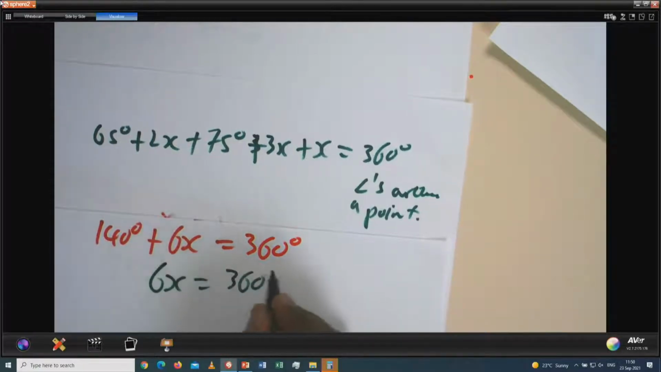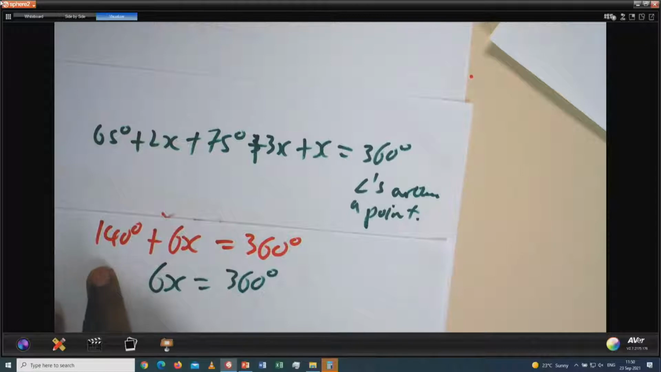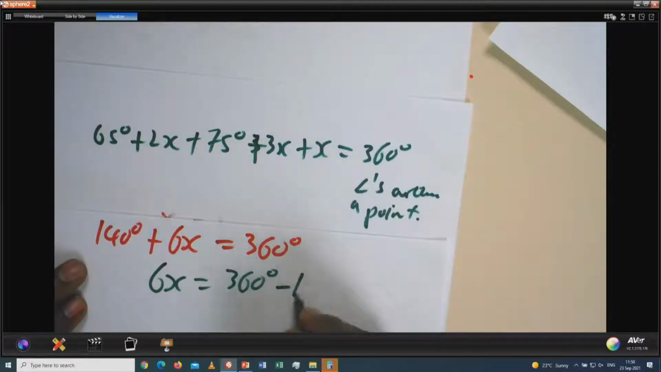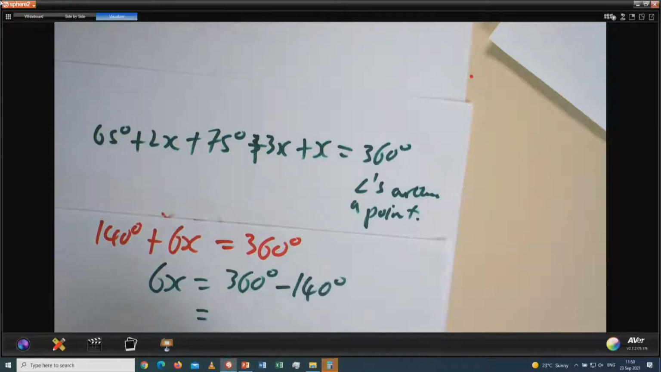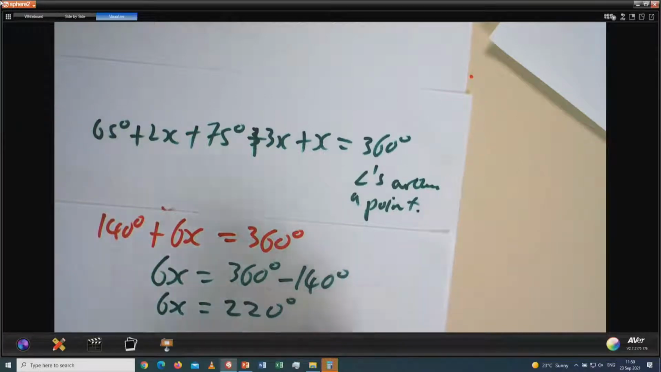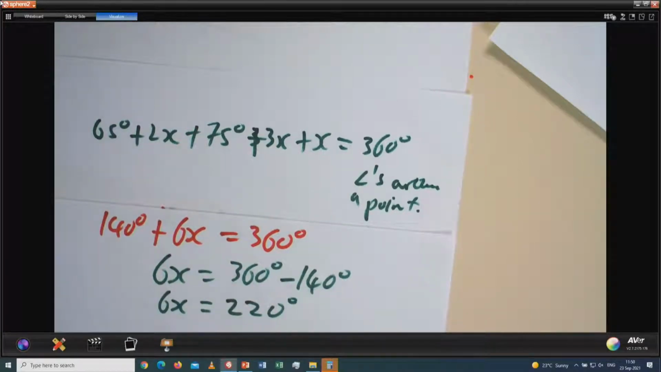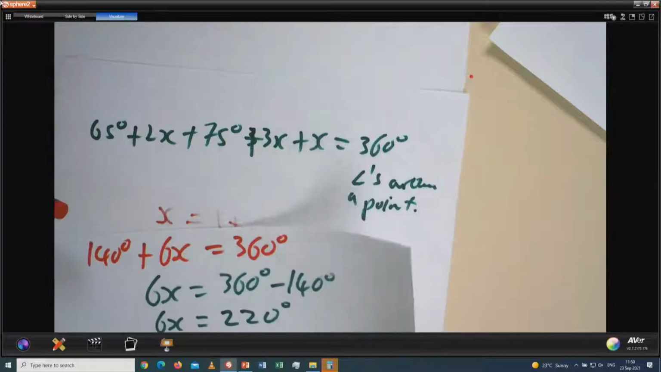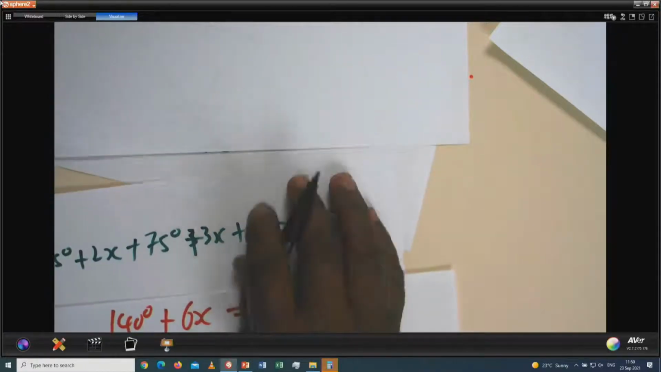6x equals 360 minus 140. It was on the left-hand side and positive. When you go to the right, we give it a negative sign. Right? Your 6x equals 220. Is that it? 220 degrees. Yes.